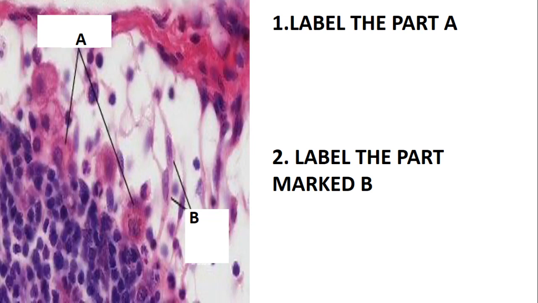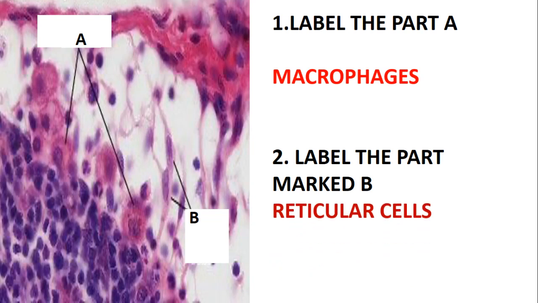Label the part A. If you look at this slide, it is just that of a spleen, and here we have projected part of the red pulp and part of the white pulp. A is just the macrophages, and B is just the reticular cells.